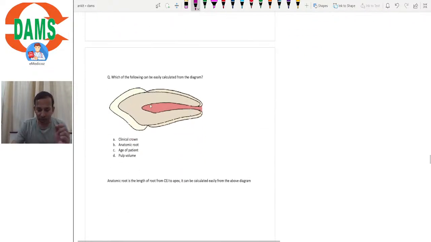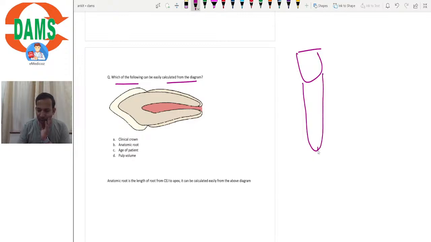So let's go to the next question. Which of the following can be easily calculated from the diagram? So from this diagram, what can be easily calculated? Let's first straighten the tooth and make a simple diagram. So let's say this is the crown, this is the root, and what do we need to calculate? Clinical crown, anatomic crown, age of patient, pulp volume. So obviously you cannot calculate pulp volume from this diagram itself. It's a 2D diagram, isn't it? So we cannot calculate the pulp volume from a 2D diagram. So pulp volume is crossed out.